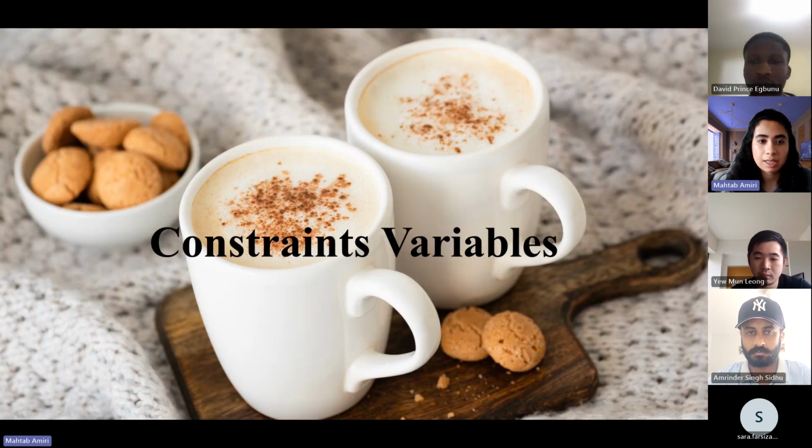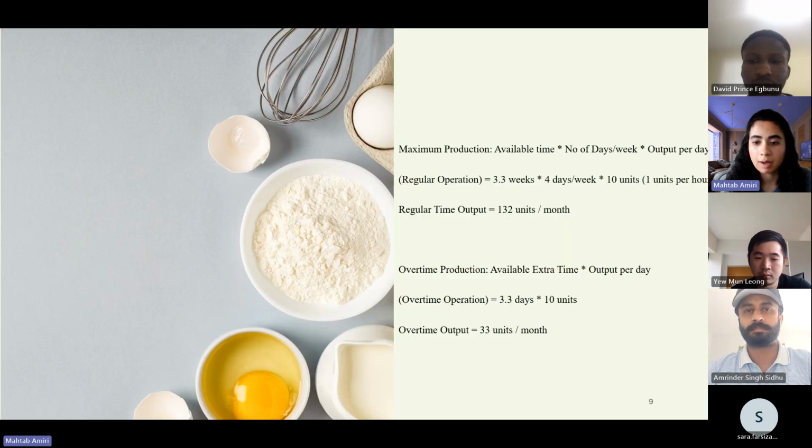And now you can see the constraint variables here, which include the regular operation, which is 3.3 weeks times 4 days in a week times 10 units per hour. And the regular time output is 132 units per month. Overtime production is the available extra time times output per day, and overtime operation is 3.3 days times 10, and overtime output is 33 units per month. Now we move to the first solution for this demand.